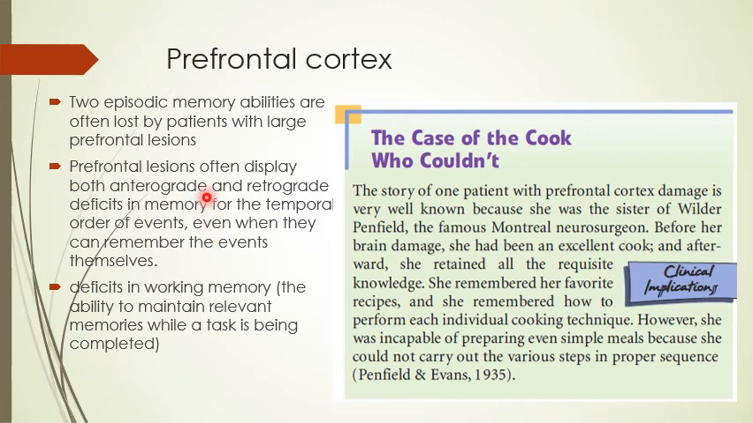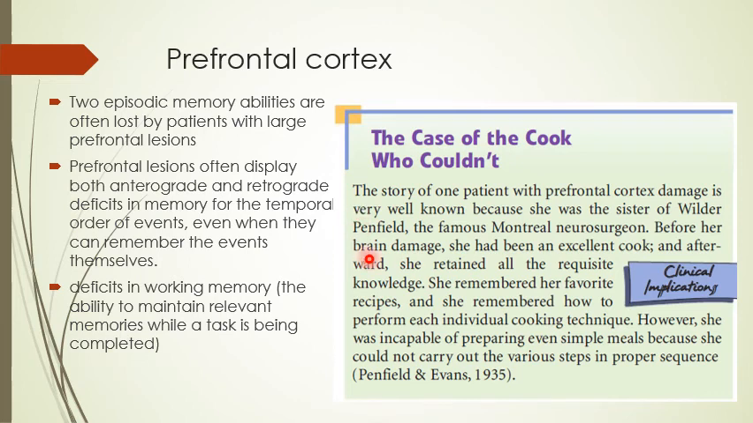In other words, they can remember what the event was, but cannot organize which happened first, which happened second, and so on. There are also deficits in working memory. Working memory is the ability to maintain relevant memories while a task is being completed. So if you have damage or a lesion in the prefrontal cortex, you might have deficits in anterograde and retrograde memory as well as working memory. So in this example, a person who has damage in the prefrontal cortex.